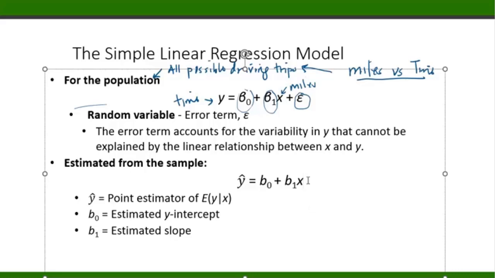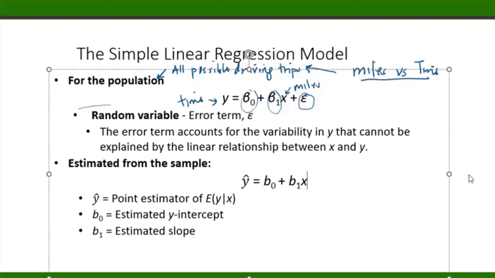X is the miles. When we use this equation, we have to keep in mind that this is just a substitute we are using because we don't have all the possible trips. This is only based on the sample data we have. So we call this an expected value. Expected value of y. Not the perfectly accurate value of y, but the expected value of y.